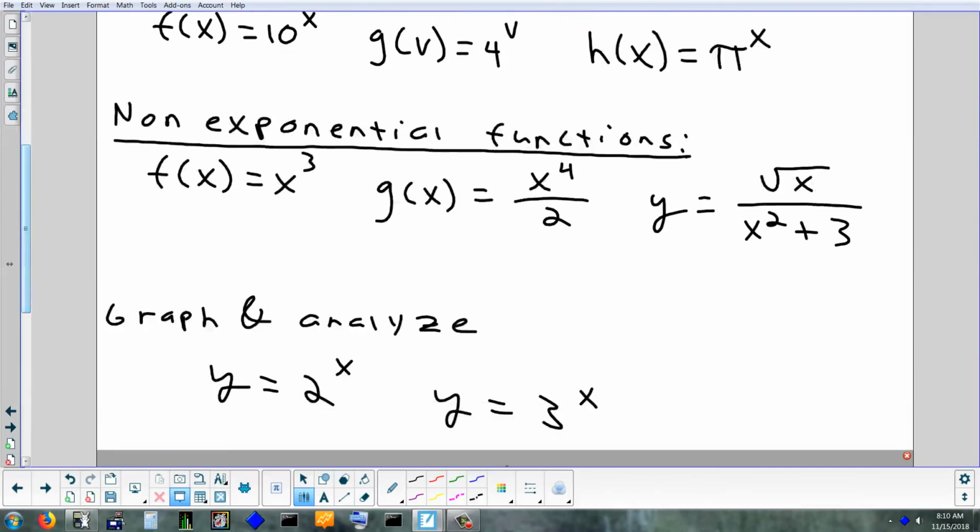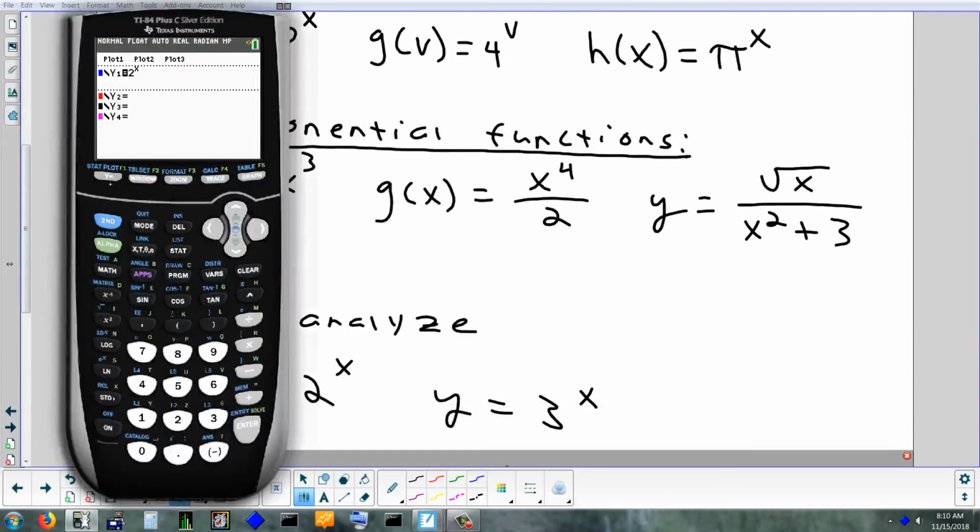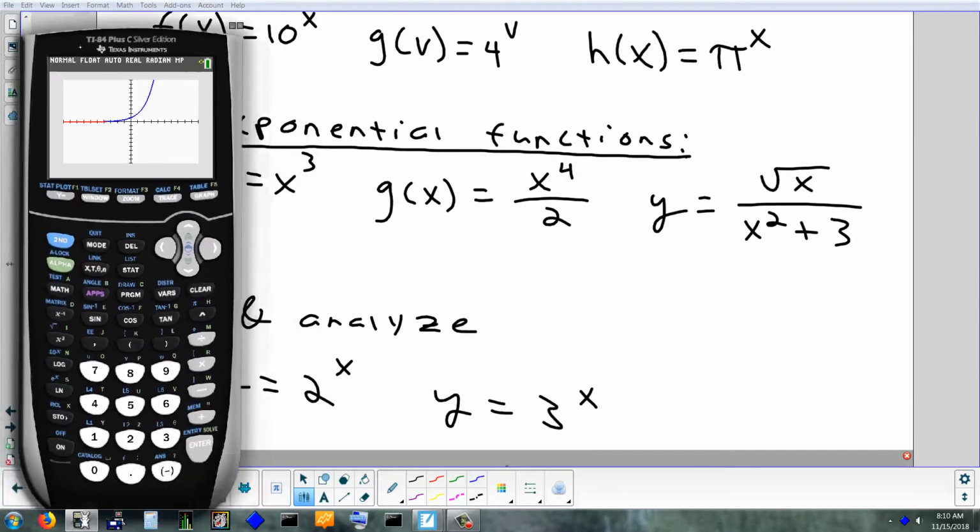So let's look at the difference between 2 to the x and 3 to the x. If we graph them, they're both exponential, but one of them is going to curve up faster than the other. Anyone have a guess which one curves up faster? 3. 3 to the x, yeah. So let's graph 3 to the x and see what it looks like.